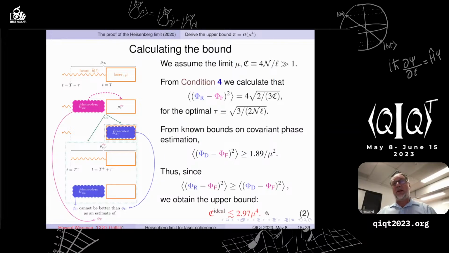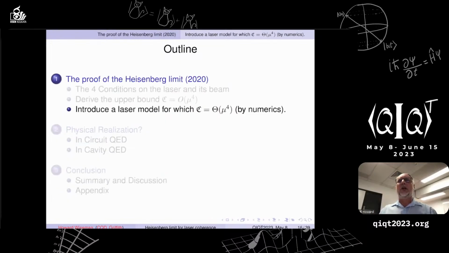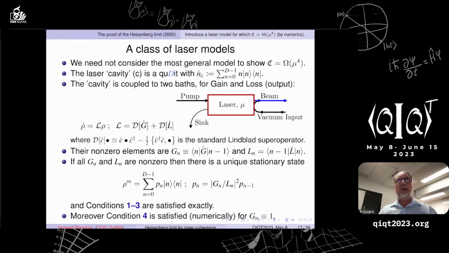Okay, but now that's just an upper bound. That's not actually a Heisenberg limit until we prove that it's achievable. And so that's the next step. Okay, we want to introduce a model, and it's just a very theoretical model where we can actually achieve that scaling. So it doesn't have to be the most general model or anything to prove the Heisenberg limit. We just need to prove that there is some model which will achieve what we want to do.